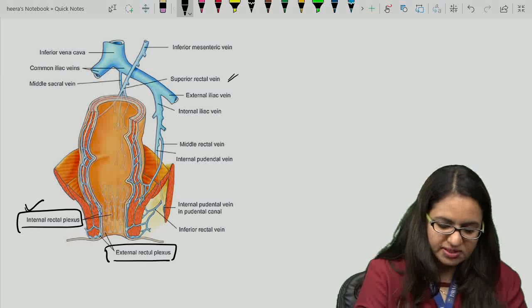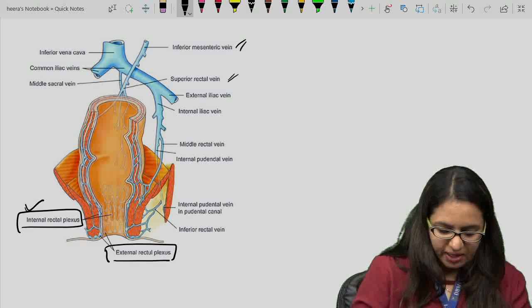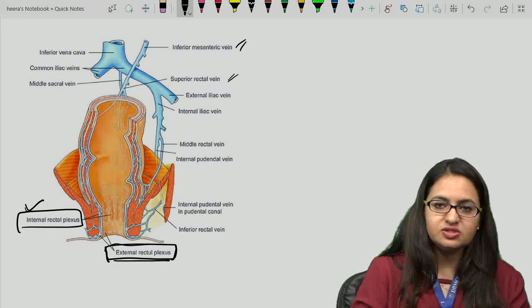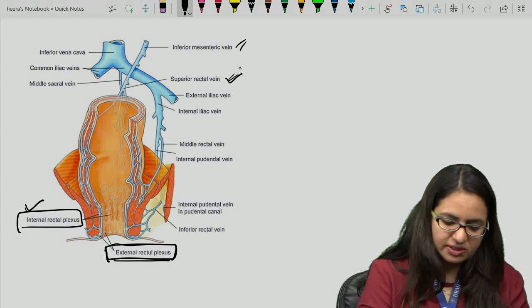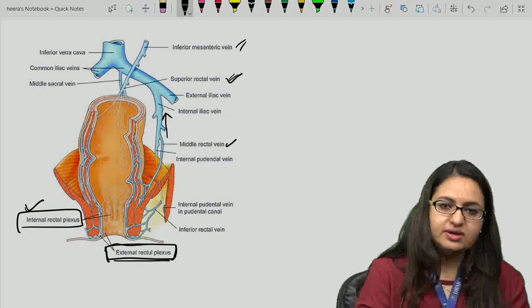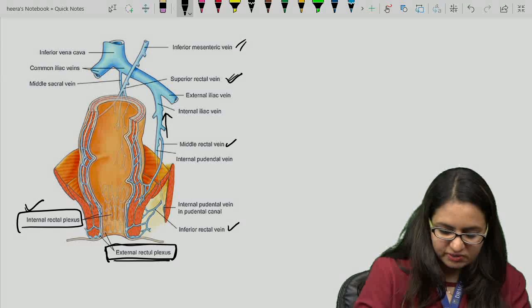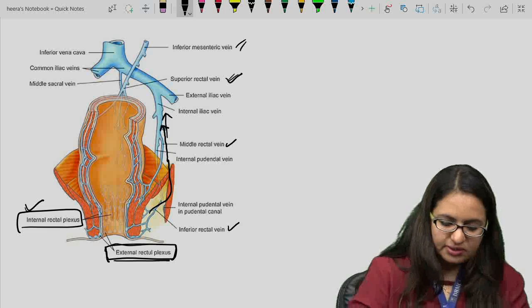Over here you can see the superior rectal vein, and the superior rectal vein in turn drains into the inferior mesenteric vein. Apart from this, the external rectal venous plexus is drained by three veins. In the upper portion, it is drained by the superior rectal vein. In the middle portion, it is drained by the middle rectal vein, which in turn goes towards the internal iliac vein. In the lower portion, it is drained by the inferior rectal vein, which goes through the internal pudendal vein and then finally into the internal iliac vein.